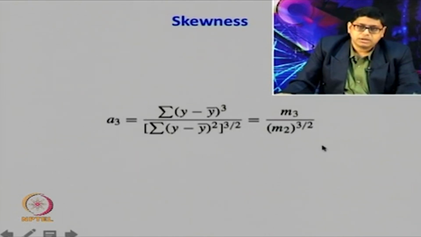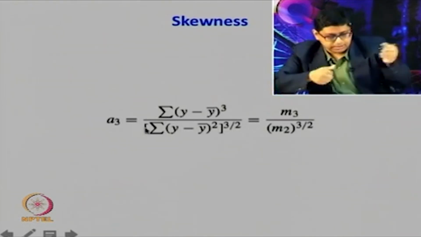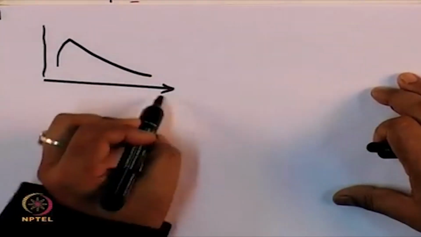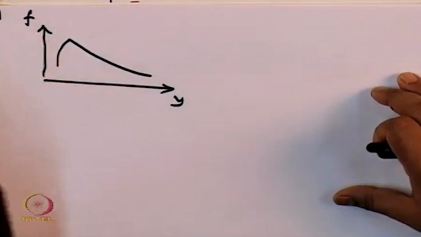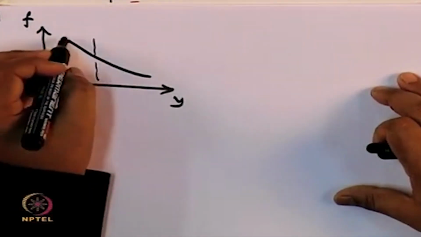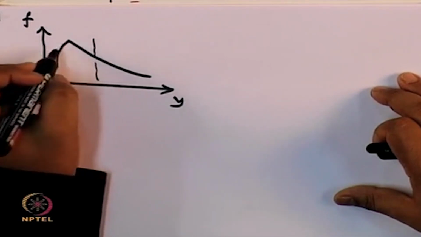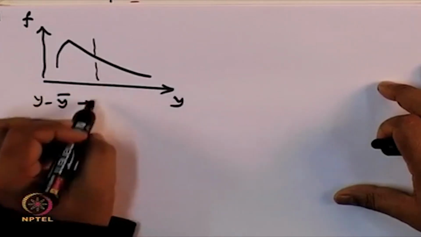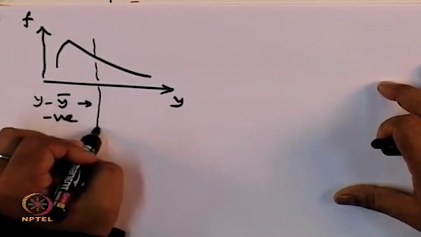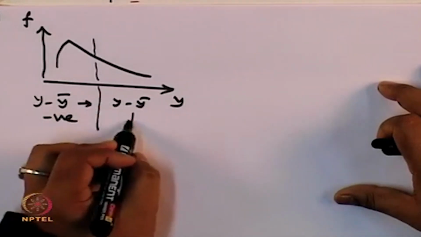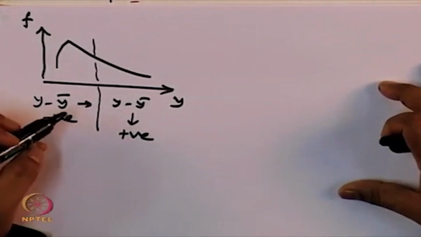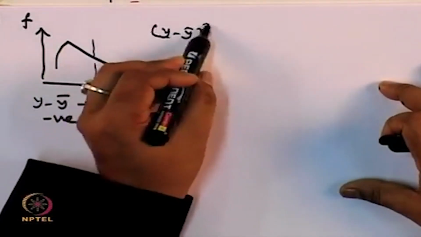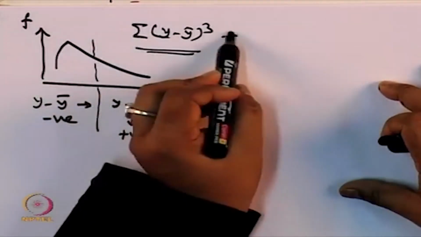This is called skewness. We had reasoned that if you have a distribution like this, where this is y and this is frequency, your mean is somewhere here. Because there is a preponderance of values to the left, all these y minus y bar values in this domain will give you negative, and y minus y bar in this domain will be positive, as a consequence of which, when you compute the summation of y minus y bar whole cubed, this might turn out to be negative.